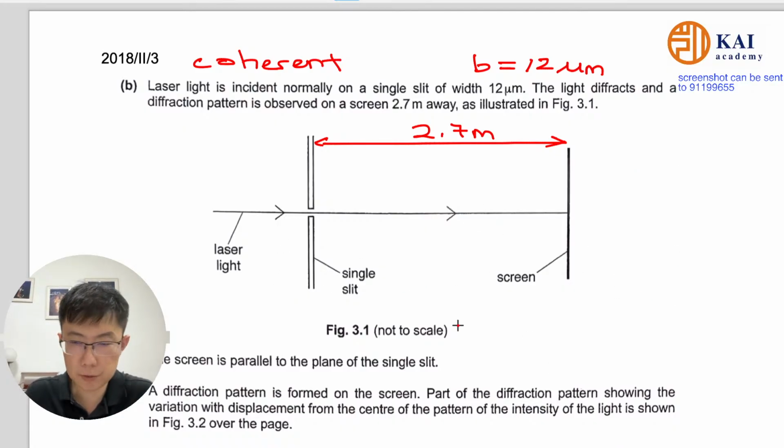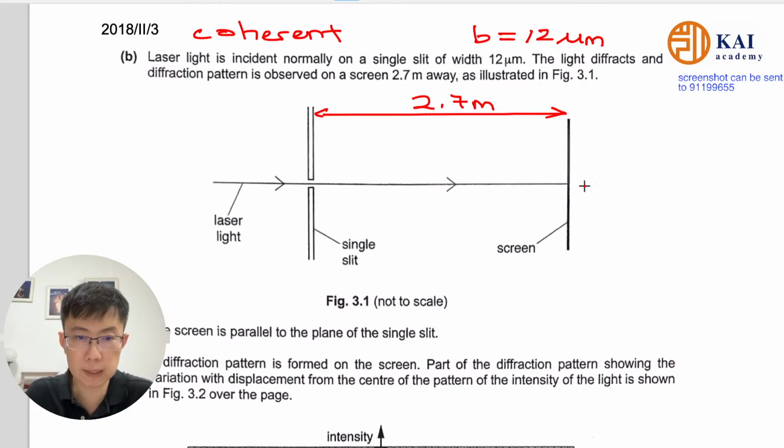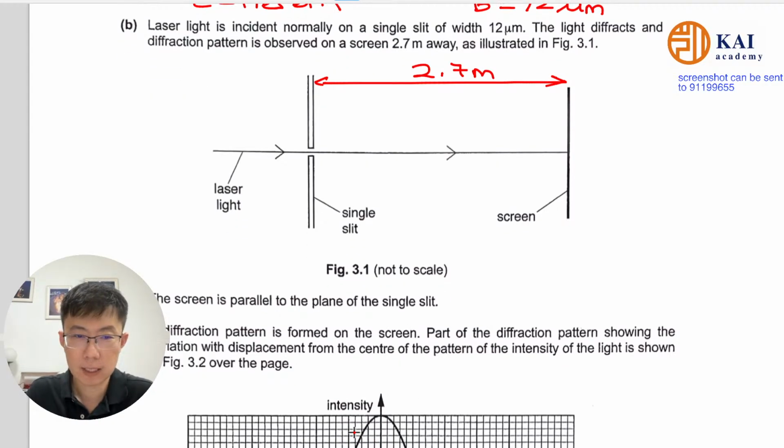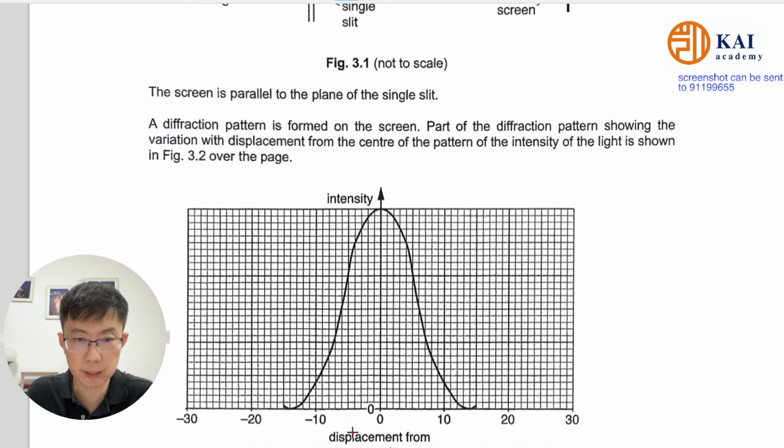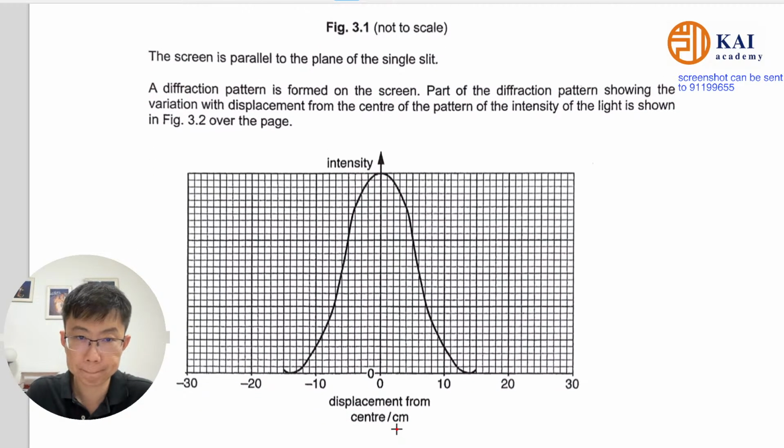The screen is parallel to the plane of the single slit, and the diffraction pattern is formed on the screen. Part of the diffraction pattern shows the variation with displacement from the center of the pattern of the intensity of the light, shown in figure 3.2 over the page. So they are trying to draw for us an intensity-displacement graph.